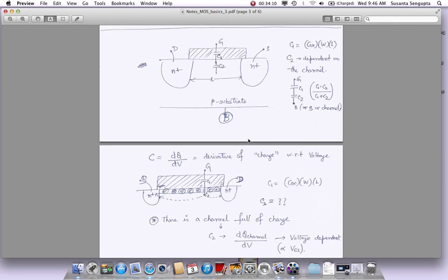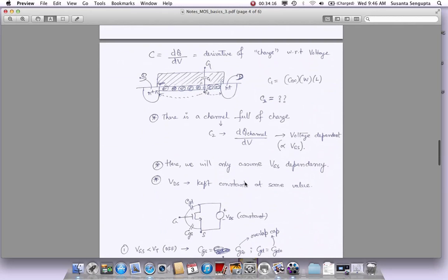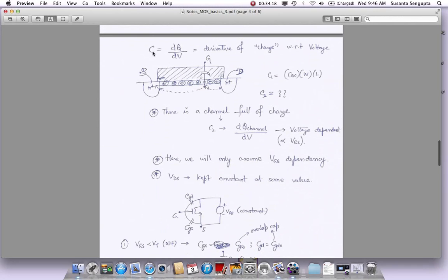So let's try to understand how a channel can have a capacitance. Here is how it can. Normally, what is the definition of capacitance? Capacitance is the rate of change of charge with respect to voltage. That is the fundamental definition of capacitance. So if you have some charge somewhere, and that charge was not changing at all with voltage, then you have no capacitance. It's zero capacitance.